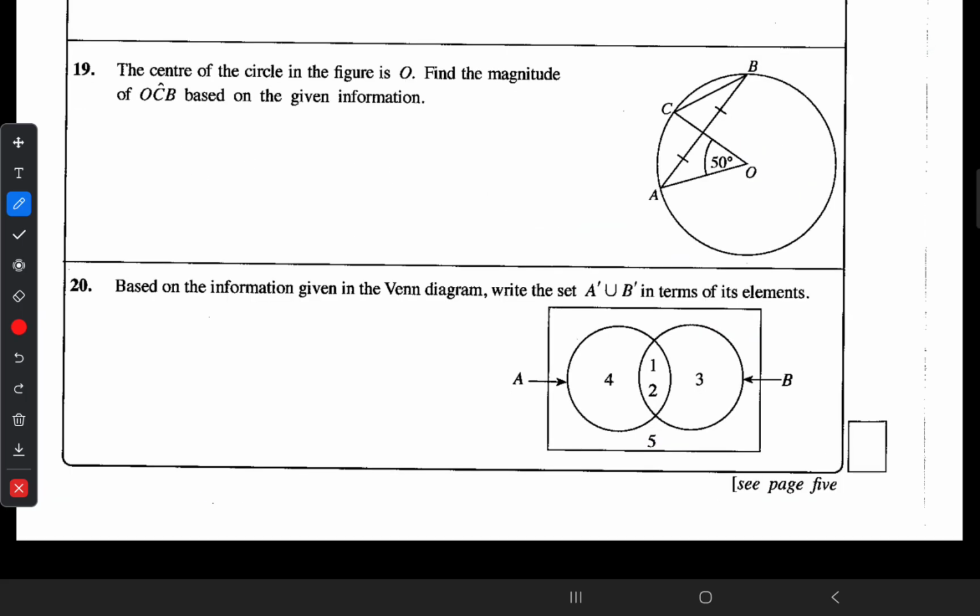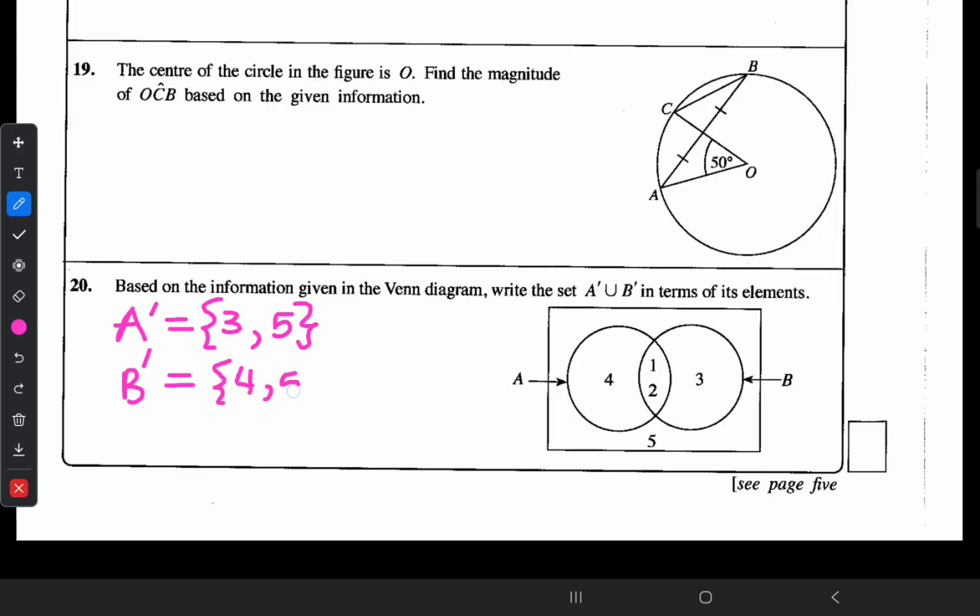Based on the given Venn diagram, find A complement union B complement in terms of its elements. So first I will identify A complement. A complement means outside of A. So outside of A we have 3 and 5. 3, 5. And secondly, B complement. Outside of B we have 4 and 5.